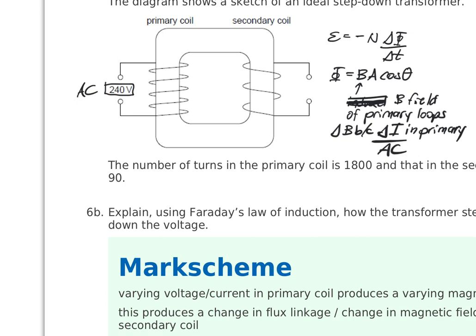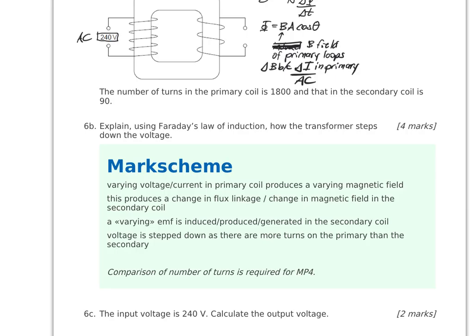So by that, the current alternating back and forth in a sinusoidal pattern with a constantly changing value, that's going to make a magnetic field strength that's constantly changing in the coil, and that changing magnetic field strength is going to cause the change in flux, which will induce an EMF in the secondary coil. And so that's the first point right there.